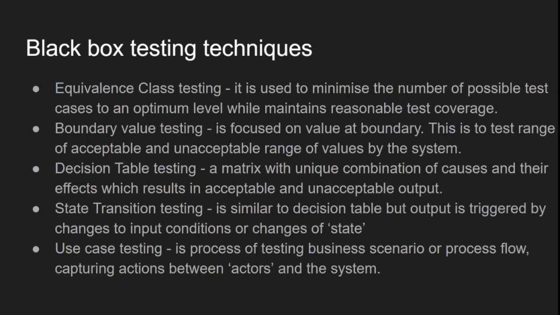Again, it would be an error message, or you could have both user ID and a password incorrect, and it would be an error message. That's as an example. And then there's state transition testing, which is similar to the decision table testing, but it's triggered by the changes to an input condition or changes of a state. So what comes in the previous state and what's in the next state, depending on that, it will give you an output.